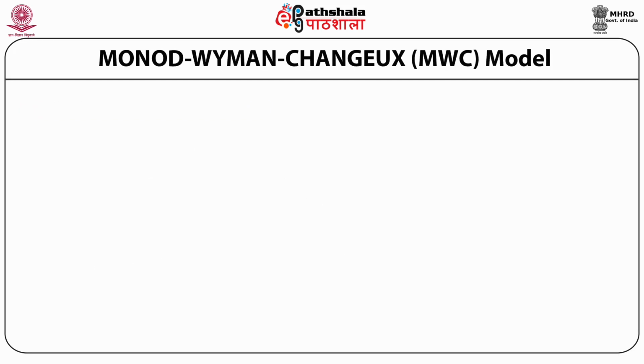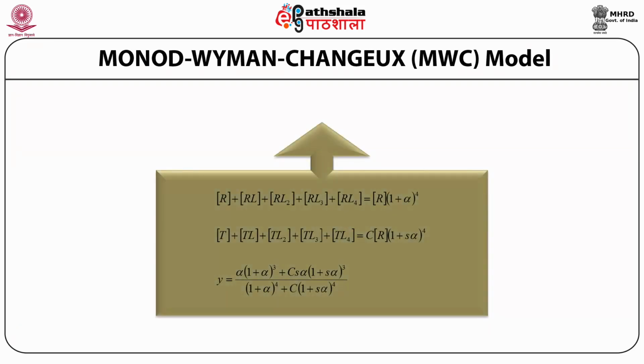We can calculate the total concentration of R, RL, RL2, RL3, RL4, which is simply equal to R into (1 plus alpha)^4, and similarly T plus TL plus TL2 plus TL3 plus TL4 is simply equal to CR (1 plus S alpha)^4. So now we can calculate Y, the fractional saturation. Since 4 cancels out from the denominator and numerator, you are left with alpha (1 plus alpha)^3 plus CS alpha (1 plus S alpha)^3 divided by (1 plus alpha)^4 plus C (1 plus S alpha)^4.